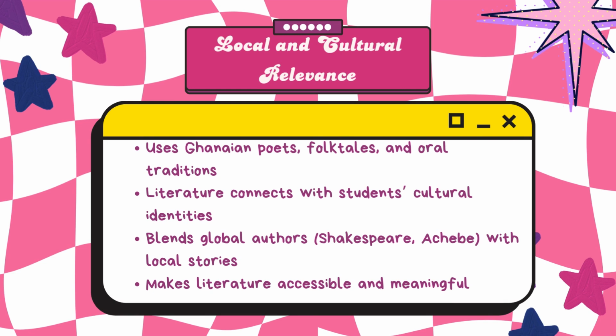Then, I will talk about the book's local and cultural relevance. This manual uses Ghanaian quotes, folktales, and oral tradition, helping students see literature as part of their own identity. At the same time, it blends local work with global authors such as Shakespeare and Chinua Achebe. This combination makes literature learning both relatable and globally connected.